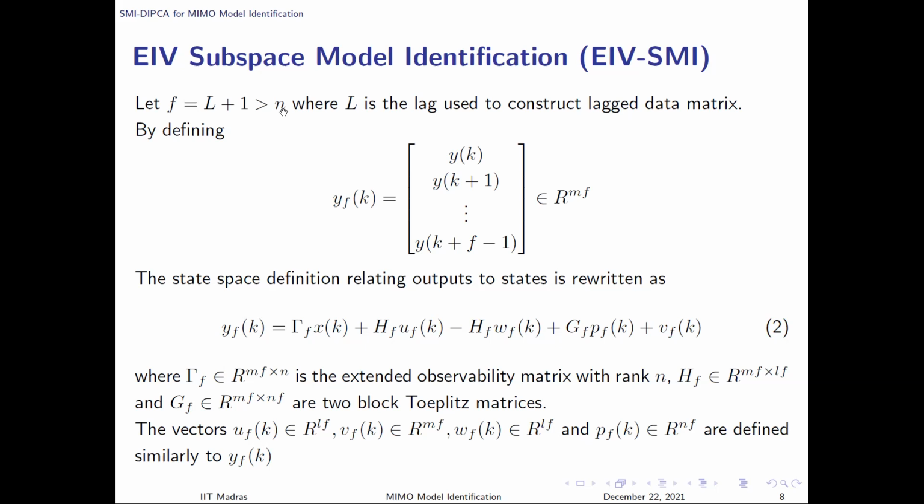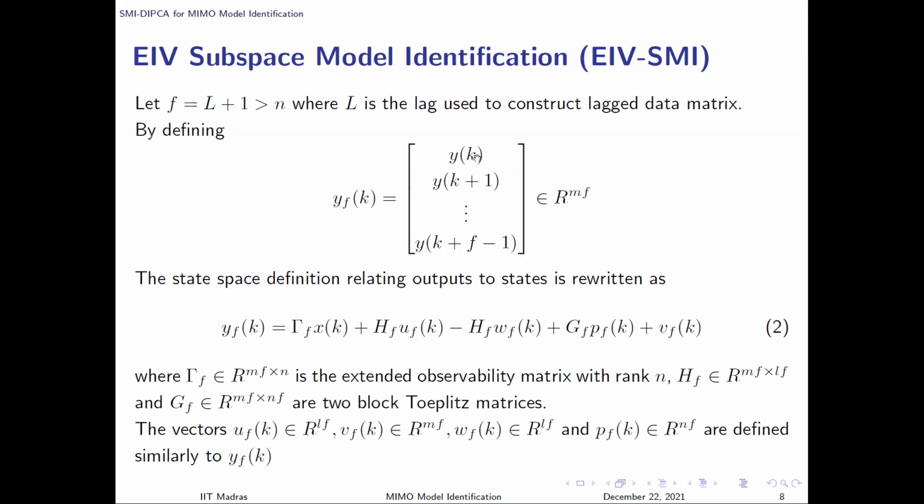In this case, we don't know n. So we assume that we choose a large L such that L plus 1 is greater than n. Okay, and then we construct the lagged matrix. So for outputs, I've shown how the lag matrix is built, just as before.